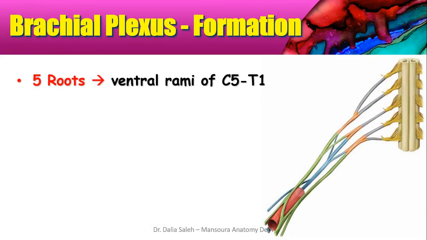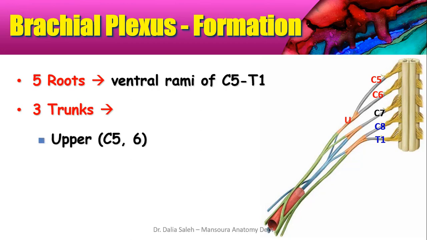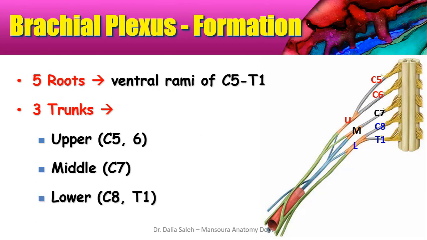The brachial plexus is formed of 5 roots from the ventral rami of C5, C6, C7, C8, and T1. These roots will unite together to form 3 trunks. So we have the upper trunk made by union between C5 and C6, middle trunk made by C7, and lower trunk made by C8 and T1.